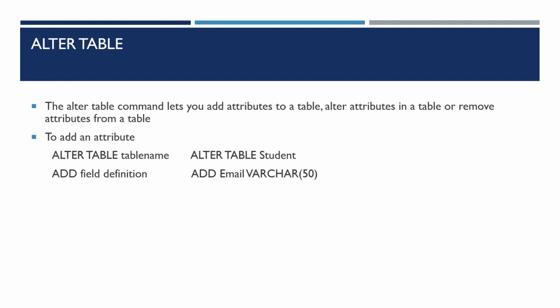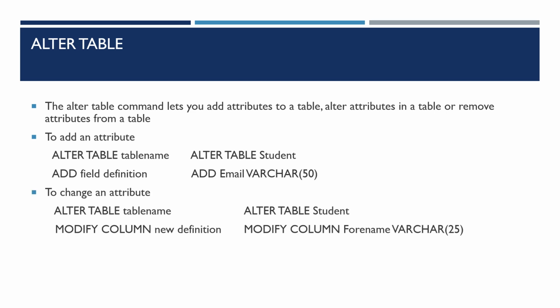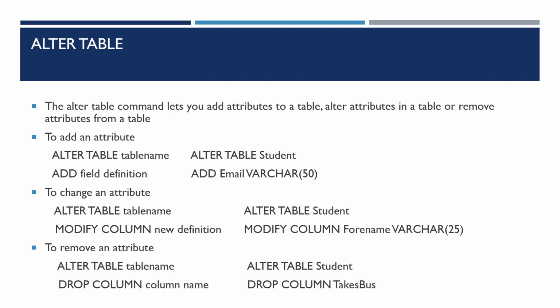To change an attribute, we'll once again say alter table and the table name that we want to change an attribute in. This time it's modify column, and then we give the new definition. This definition replaces the old definition. To remove an attribute, we once again start with alter table and give the table name in which we want to remove an attribute, and then we say drop column and the name of that particular attribute.